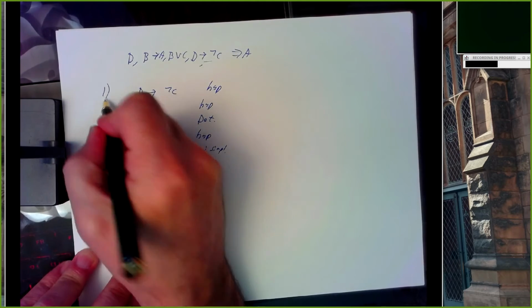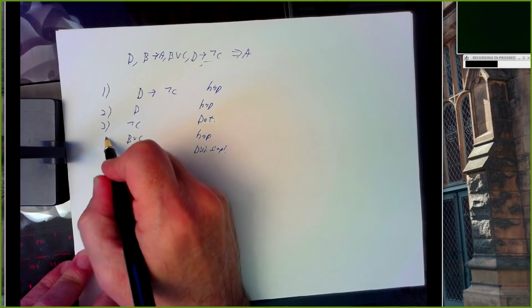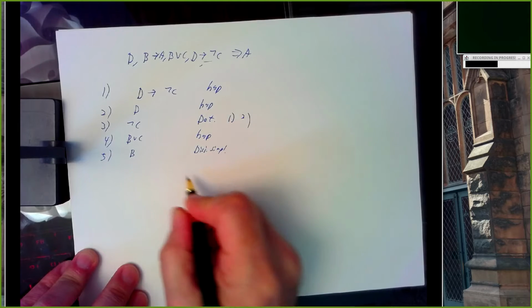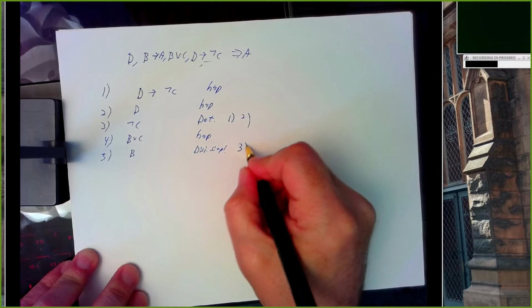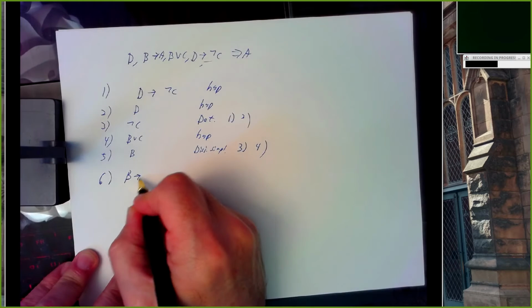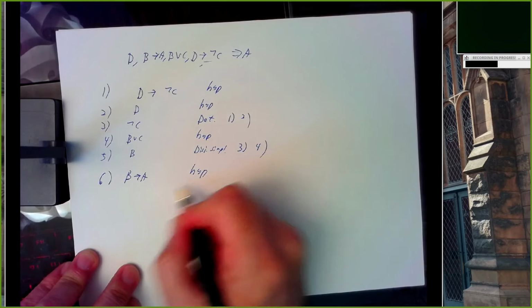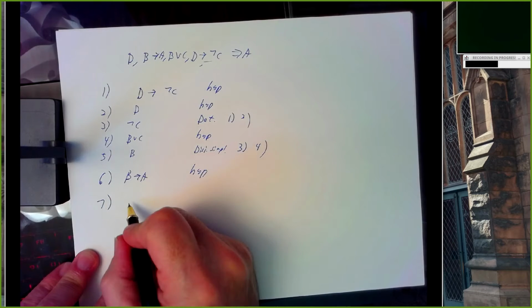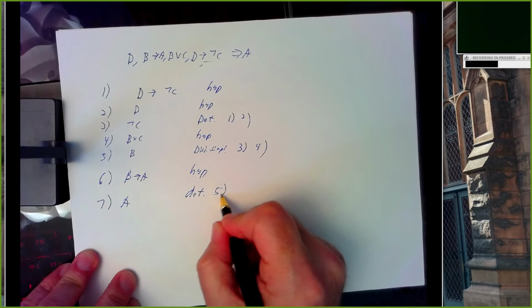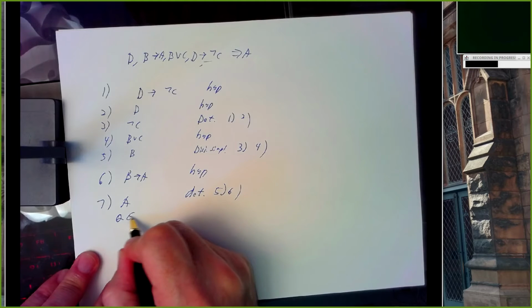And let me start numbering these. So this was detachment using 1 and 2. This is disjunctive simplification using 3 and 4. And then I know B implies A. That's a hypothesis. And since B is true, this gives me A. This is detachment using 5 and 6. And that's your QED.